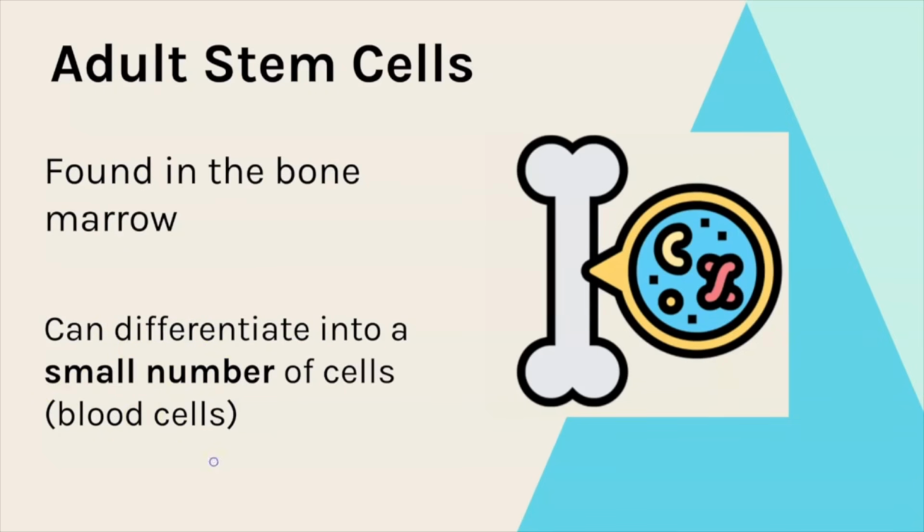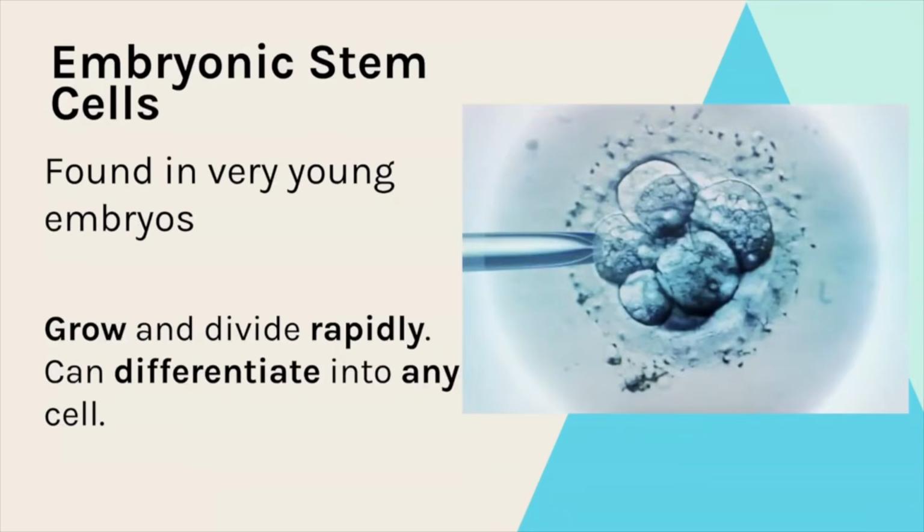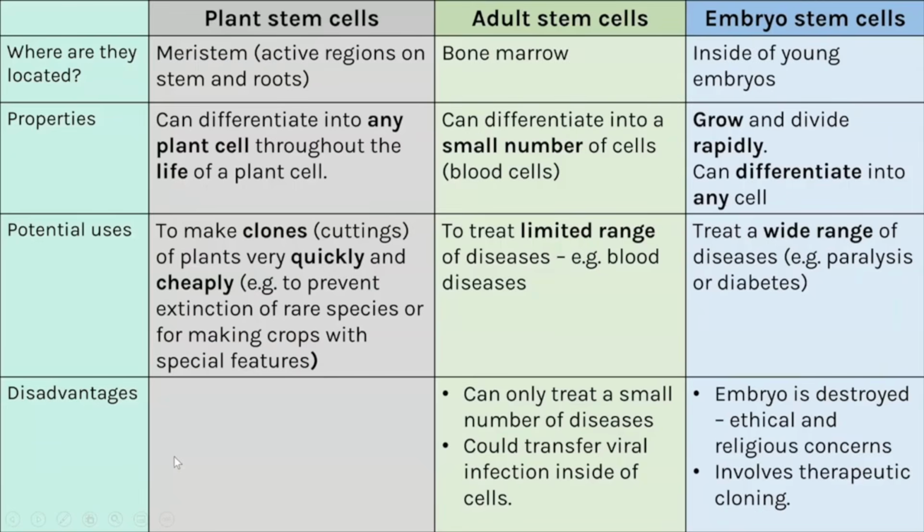Now, in humans and other animals, the most useful stem cells are embryonic stem cells, and these are found in very, very young embryos. So this is shortly after the sperm and egg fertilize, and you just have a group of cells. Now, those stem cells have the ability to grow and divide rapidly into any type of cell. So this just summarizes the 3 types of stem cells we said. You might want to pause and note this down.